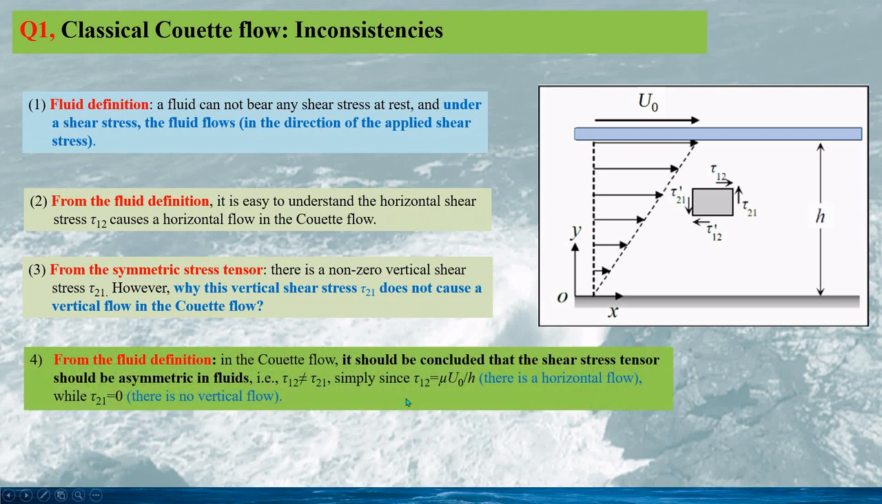If based on the fluid definition, in the Couette flow, we have a non-zero horizontal shear stress tau12 due to the horizontal flow, but the vertical shear stress tau21 must be 0 because there is no flow in the vertical direction in the Couette flow. Therefore, tau12 should not equal tau21. That is, this classic Couette flow has shown that the flow stress tensor can be asymmetric.